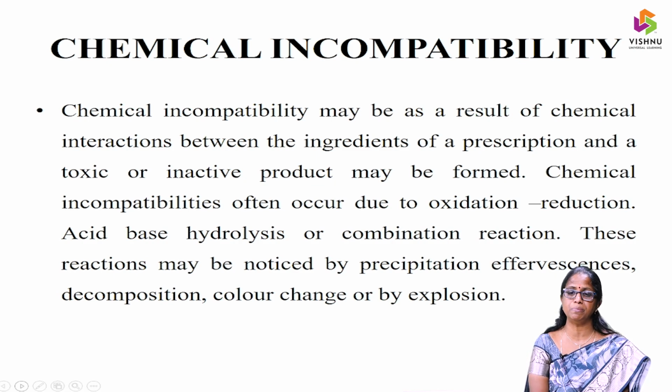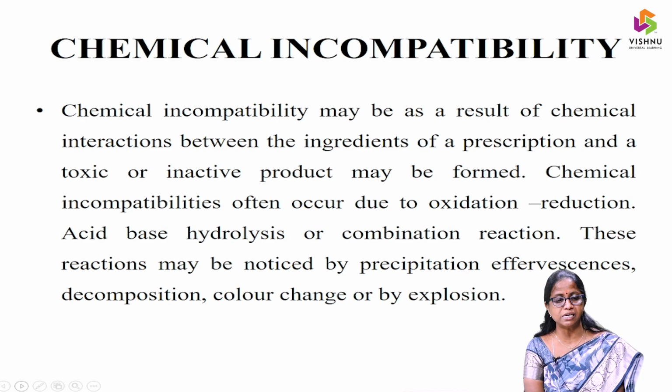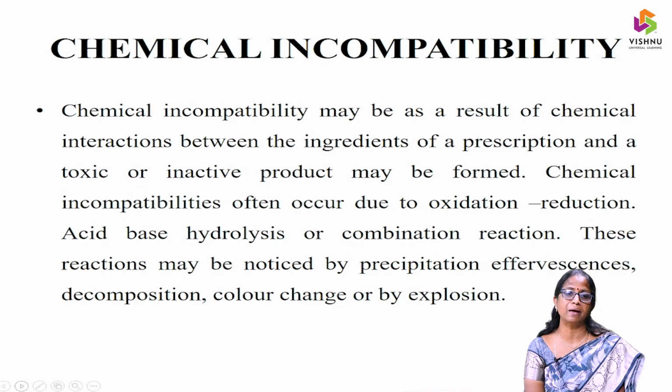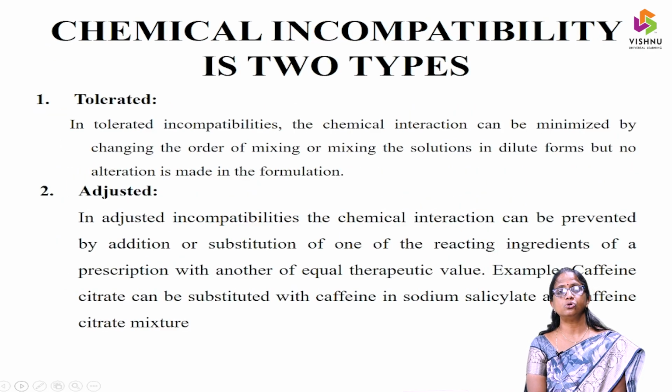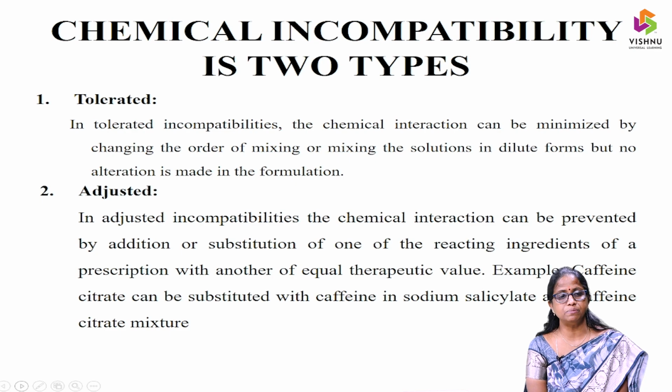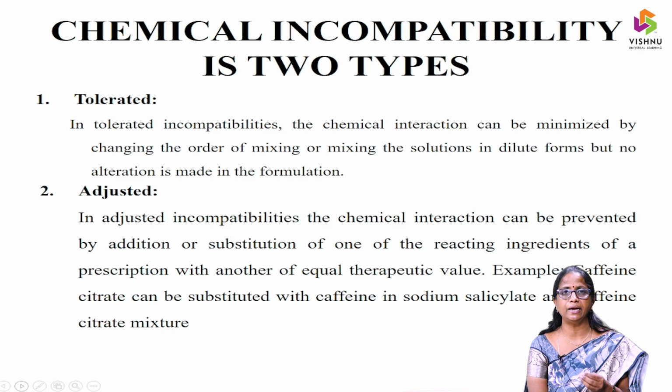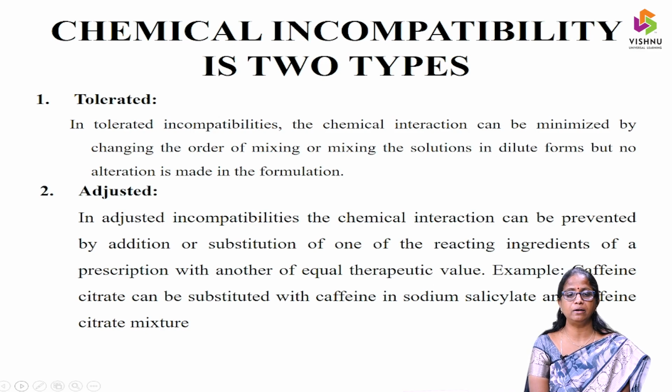The chemical changes may be a precipitate, or may occur due to oxidation, reduction or hydrolysis, or a combination of these, or precipitation, decomposition, color change. That may be anything, but you will observe some chemical changes in the formulation. Chemical incompatibility is of two types: tolerated and adjusted. Tolerated incompatibility can be tolerated just by changing the order of mixing or mixing the solutions in dilute form, without making any alteration in the formulation.